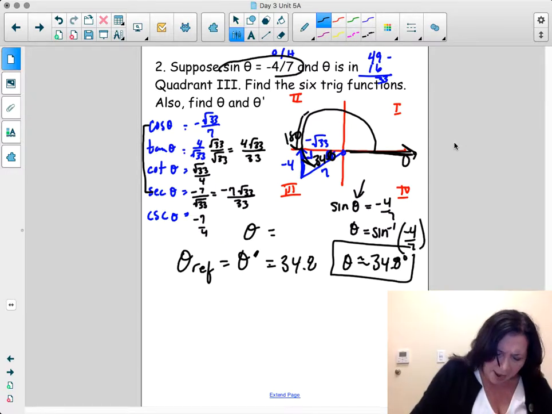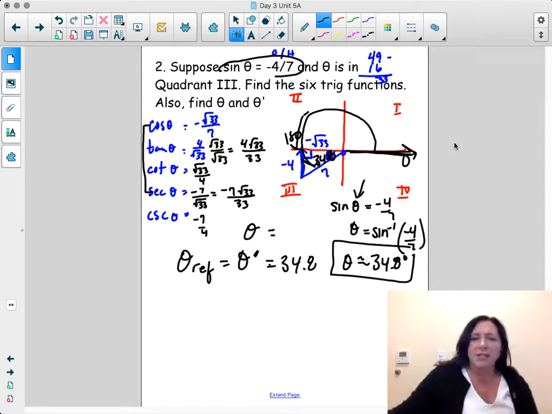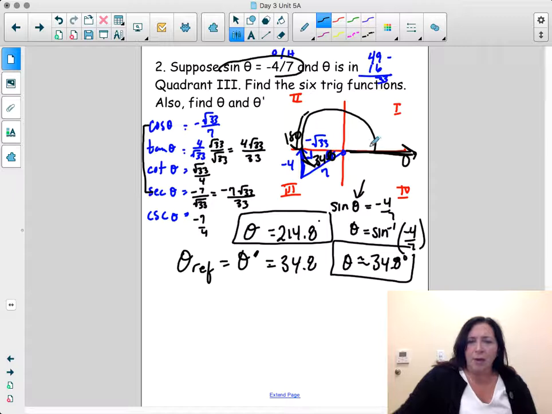So if I have 180 and I'm adding my 34 degrees, what's that, 214? So my actual angle is 214.8 degrees. That's theta. Theta is my angle. Theta is this. That's theta. Theta is 214.8. Okay.